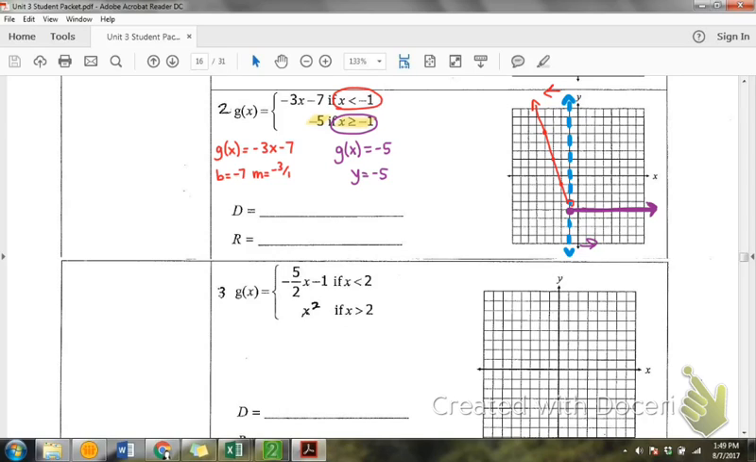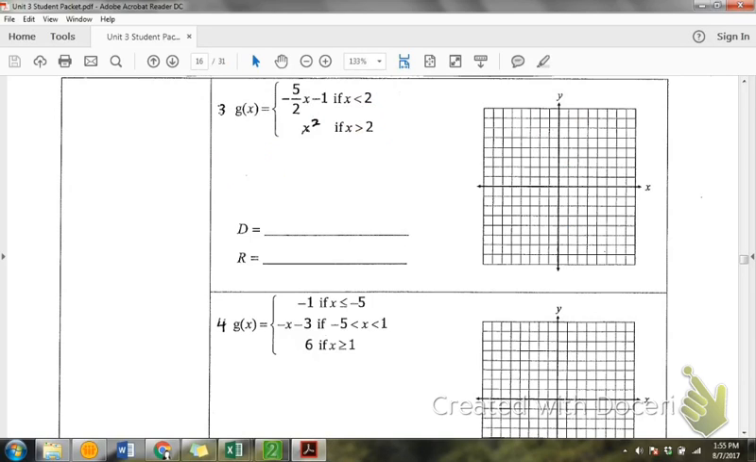Will you ever have parallel lines or a parabola? Either. The boundary line will always go up and down. It won't go side to side. On number 3, I changed the graph a little bit. The first one says y or g of x equals negative 5/2 x minus 1. And then the second one says g of x equals x squared.